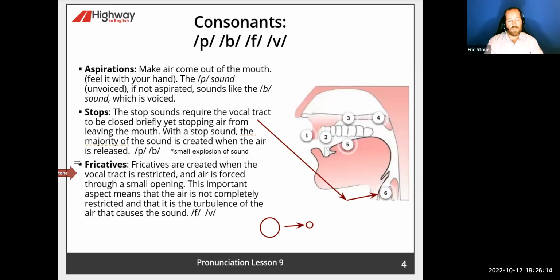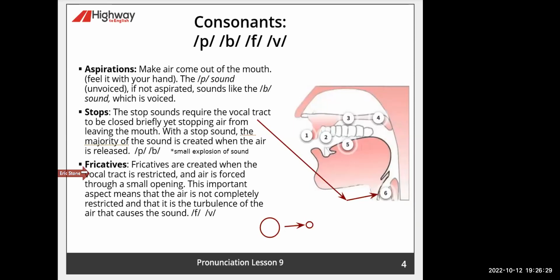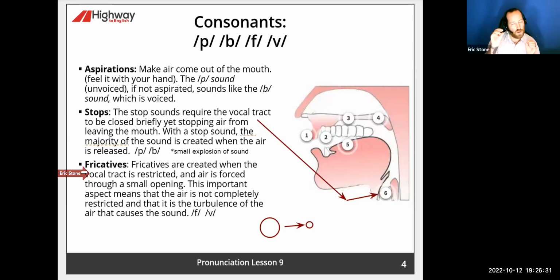There you go. So to make a fricative, a fricative is a little different than a stop. With a stop, you need to close the lips and you close the throat, right? Closed and then open. But with fricatives, you just make it smaller. You know what I mean? You don't close it, you just make it smaller.